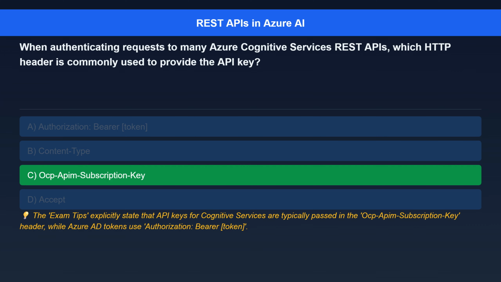Here's the explanation. The exam tips explicitly state that API keys for cognitive services are typically passed in the Ocp-Apim-Subscription-Key header, while Azure AD tokens use the Authorization bearer token.